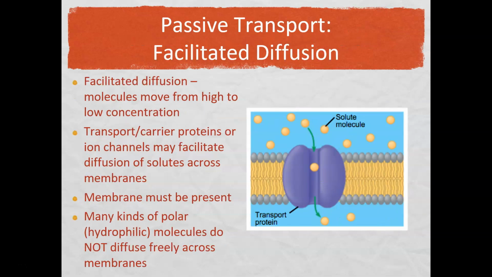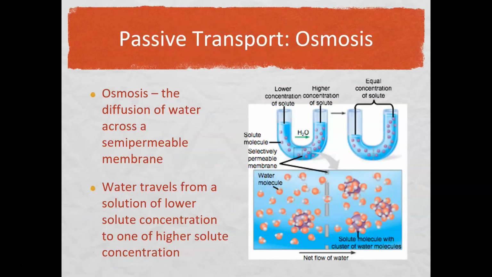Facilitated diffusion only functions with a membrane in place, so it's a very specific biological process as opposed to just something physical that can happen anywhere in the world. So carrier proteins, transport proteins, channel proteins, whatever term you may come across, I need these now to allow me to move polar molecules across the membrane because they don't go through those fatty acid tails. So we can talk about a very specific type of passive transport in terms of osmosis.